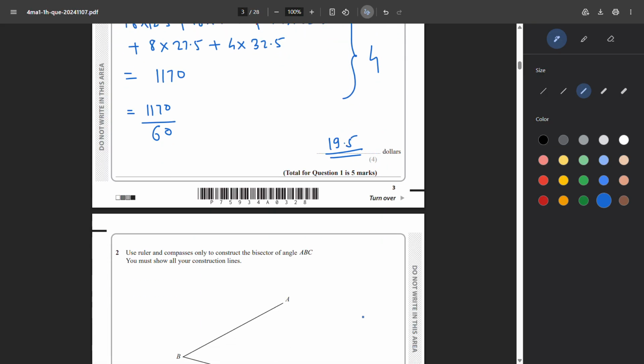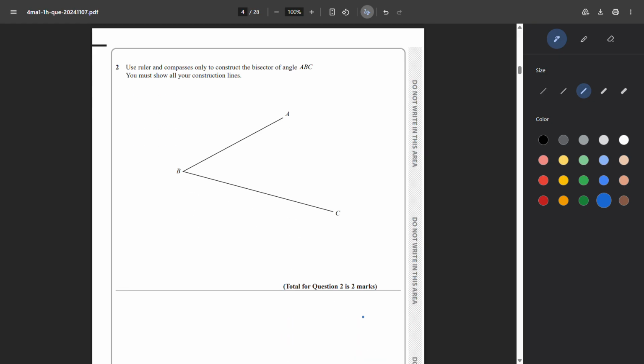Let's move to the second question. In question number 2, use ruler and compass only to construct the bisector of angle ABC of the triangle. You have to show all your construction lines. While drawing this bisector, you have to consider this point B. You can see here the given point is B, right?